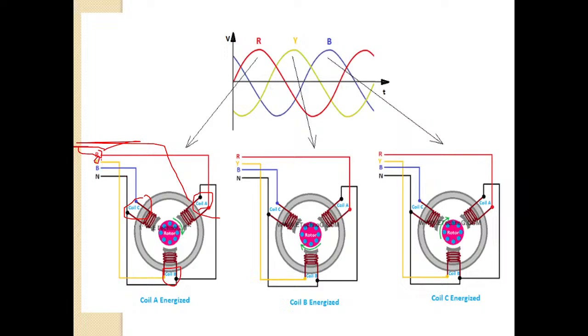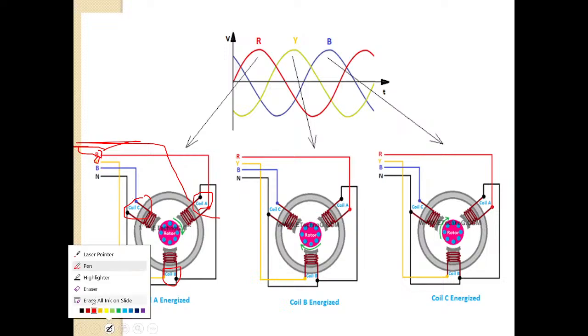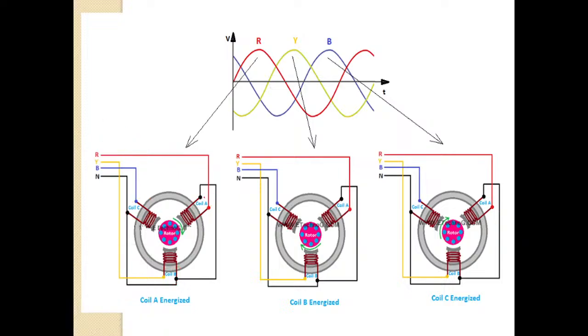Coil B is connected to Y, and coil C is connected to B. You just observe the image carefully. This is A, that is connected to R, and this is coil B that is connected to Y. Coil C is connected to B, and all these three phases are connected to neutral. This is how they are connected in the given circuit.